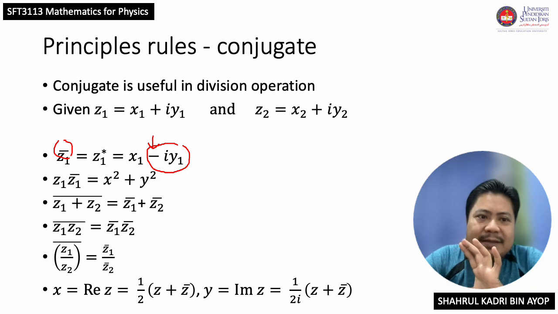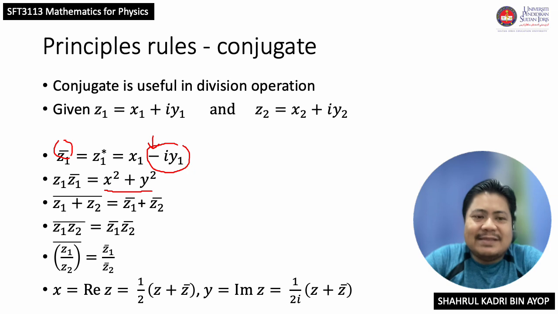So the property of the conjugate of a complex number is, for example, z1 multiplied by its conjugate, so we'll get a real number, where now the i disappears. That's why it is very useful.